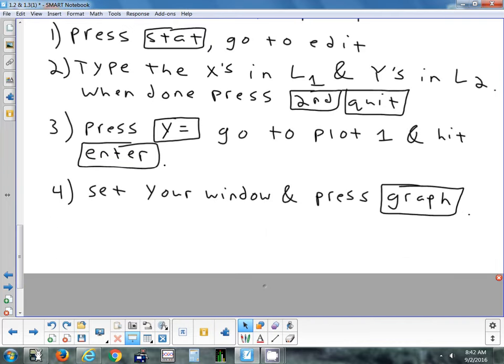Oh, and the last step to actually see your picture, I didn't show this one. You have to press graph. Until you press graph, you won't see anything on the screen. Right, so any questions on that before we finish up with, we're just going to do part of a section. We're not going to have time to do the whole thing.